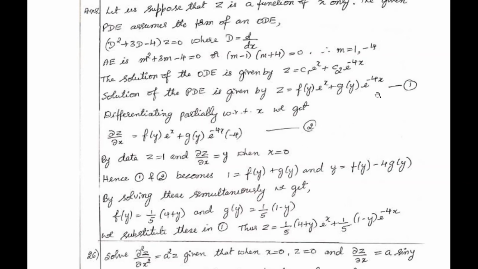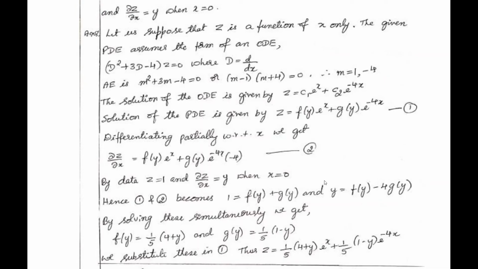So put in 1 and 2. From 1, if you put z equal to 1 when x equal to 0, e power 0 is 1. So we will get here f of y plus g of y. So from 1 we will get 1 equal to f of y plus g of y. Now in 2 you substitute dou z by dou x equal to y when x equal to 0. So y equals f of y, and minus 4 into e power 0, that will be 1, so minus 4 into g of y we will get.